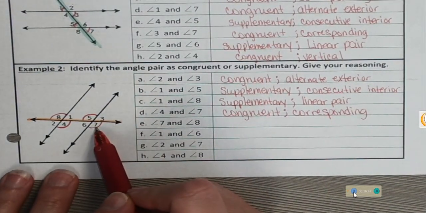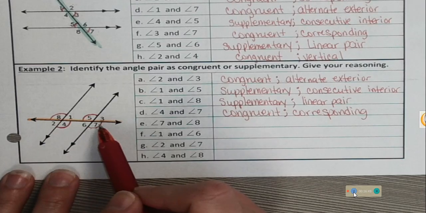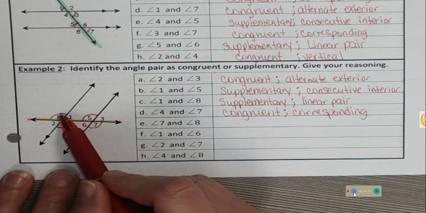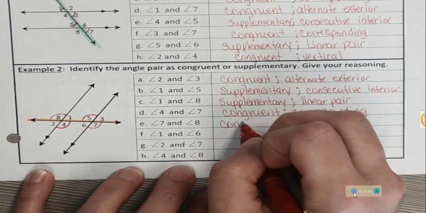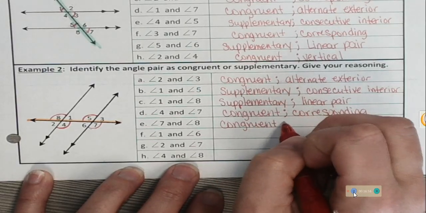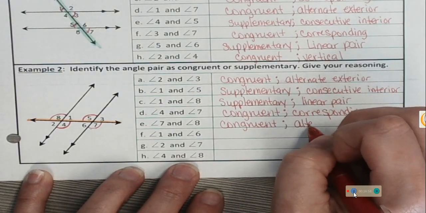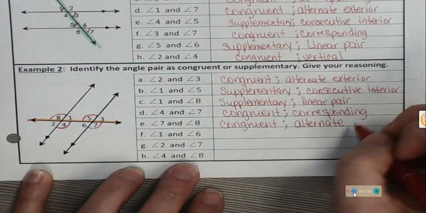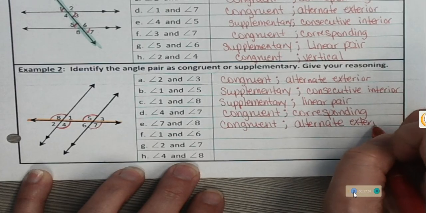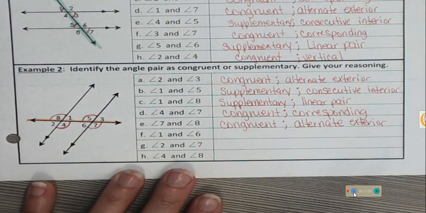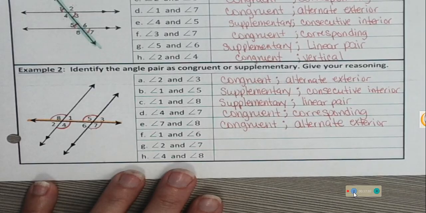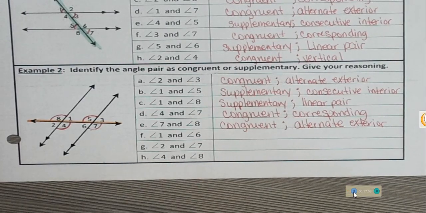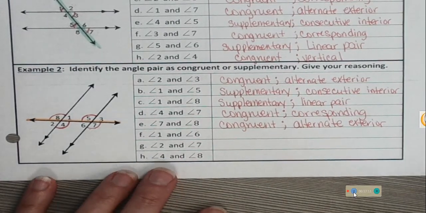All right, 7 and 8. What can you tell me about angles 7 and 8? They are congruent because they are what kind of angles? Alternate, because they're on different sides of the transversal and they are exterior to the parallel lines. Now my zigzag thing only works on a transversal that is cutting parallel lines.